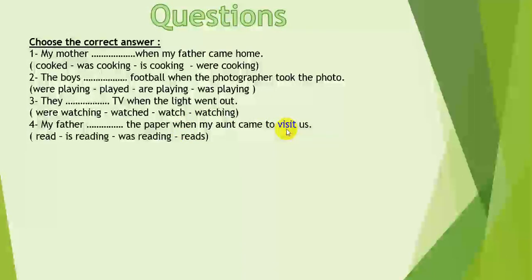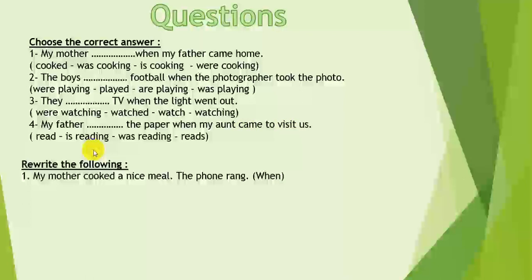Let us do some rewrite questions. Are you ready? Number 1. My mother cooked a nice meal. The phone rang. Now I want to use when, and check that please and pay attention. When here is in a capital. It's capitalized, so it will be at the beginning of the sentence. Alright? So, who can tell me what was the longer action? Yes, my mother was cooking the meal, right? And then the phone rang. That interrupted it. Okay? Okay, so let's check the answer together. Excellent. When the phone rang, my mother was cooking a nice meal.